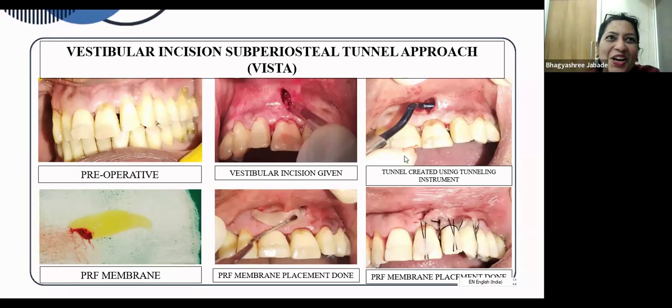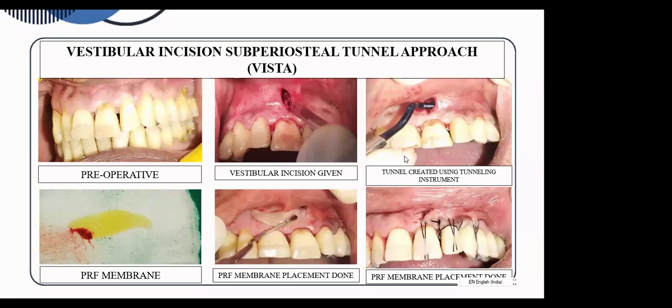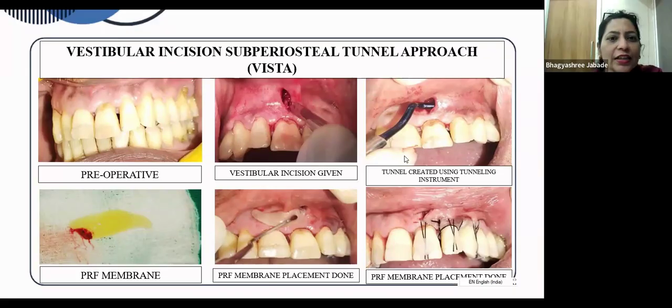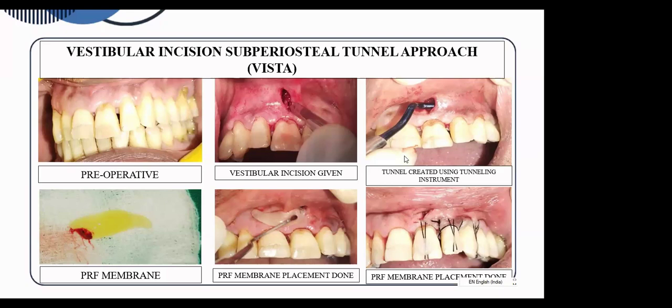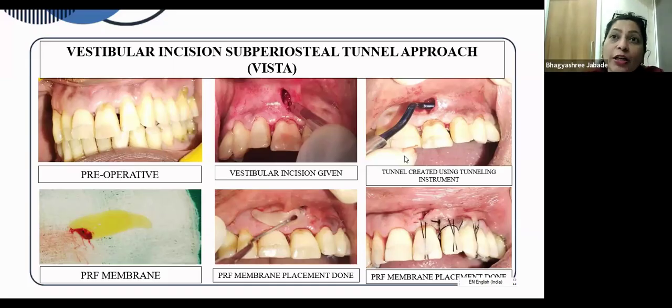Okay. See, Vista technique, again, as I said, is minimally invasive. So what we do is, instead of reflecting the flap from the bone crest, a small incision is made near the vestibule. That is why it is called Vista, a vestibular incision subperiosteal tunnel access. A vestibular approach.